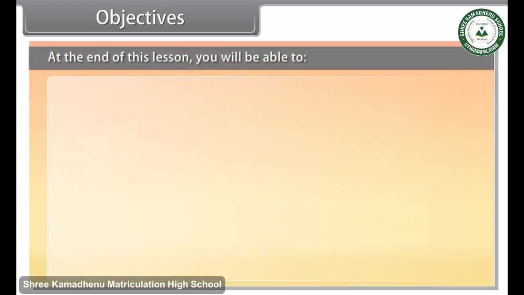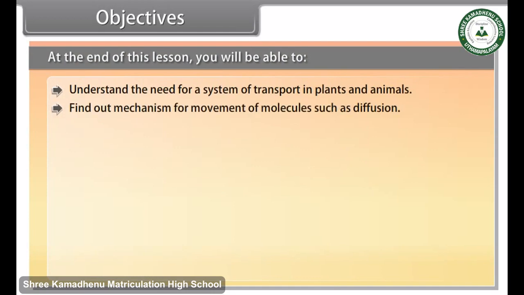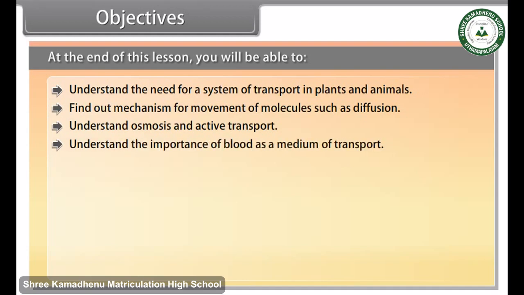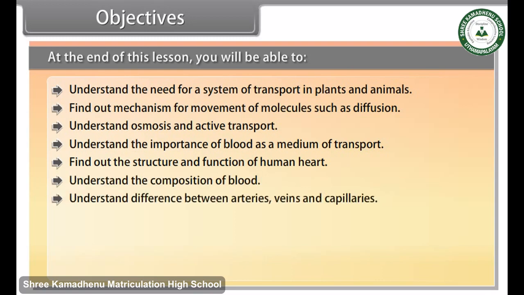Objectives. At the end of this lesson, you'll be able to understand the need for a system of transport in plants and animals, find out the mechanism for movement of molecules such as diffusion, understand osmosis and active transport, understand the importance of blood as a medium of transport, find out the structure and function of the human heart, understand the composition of blood, understand the difference between arteries, veins and capillaries.